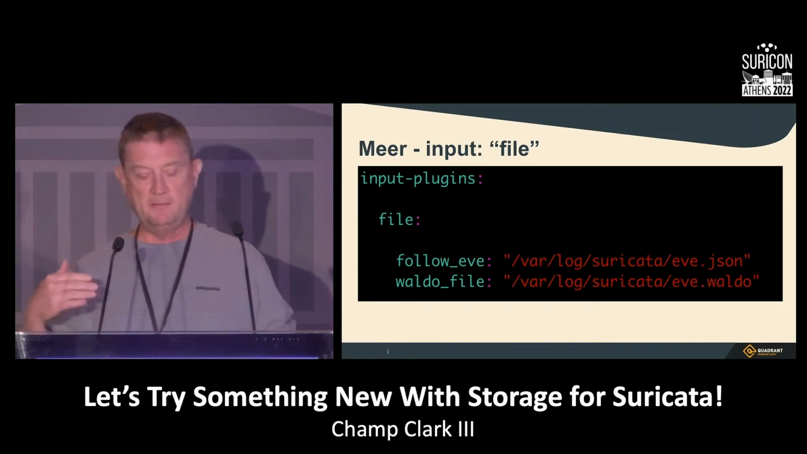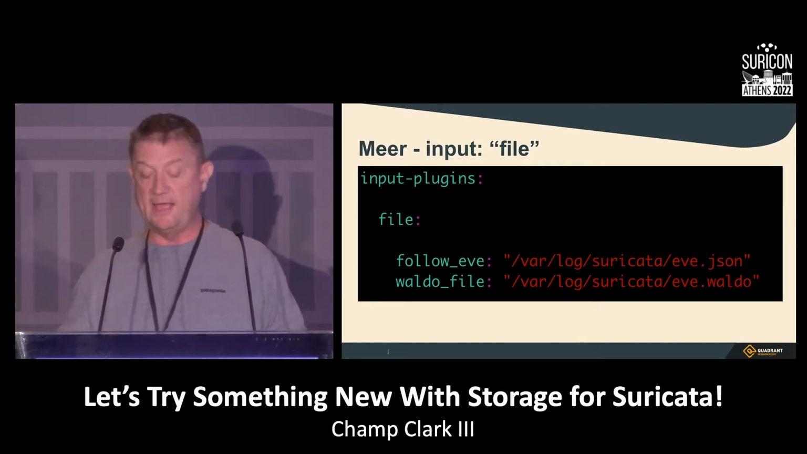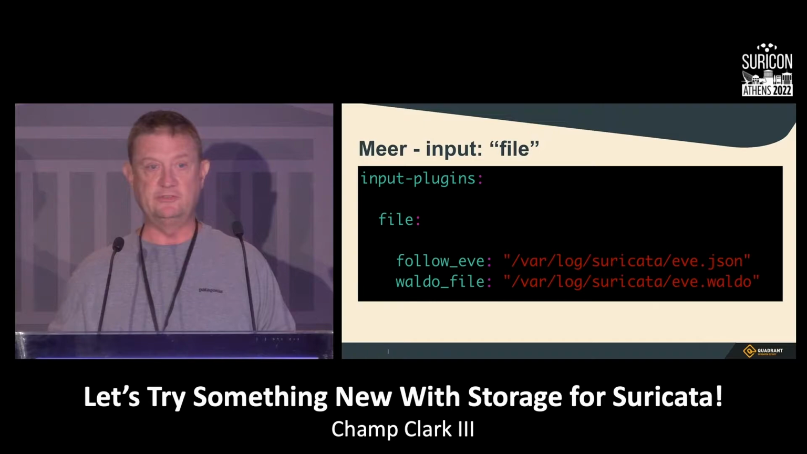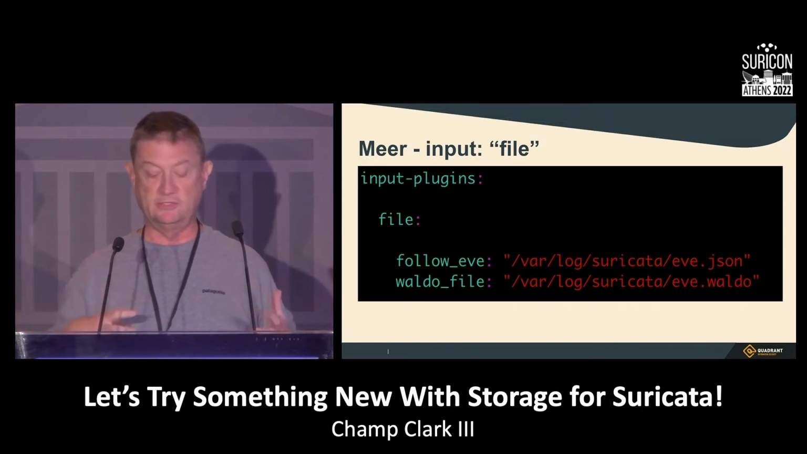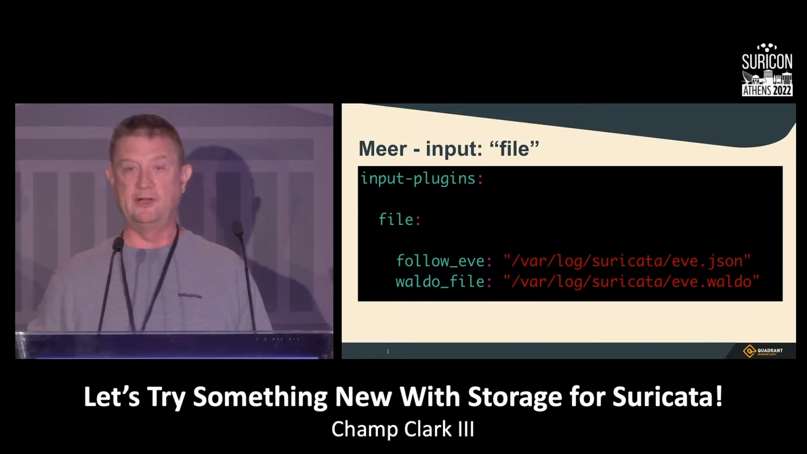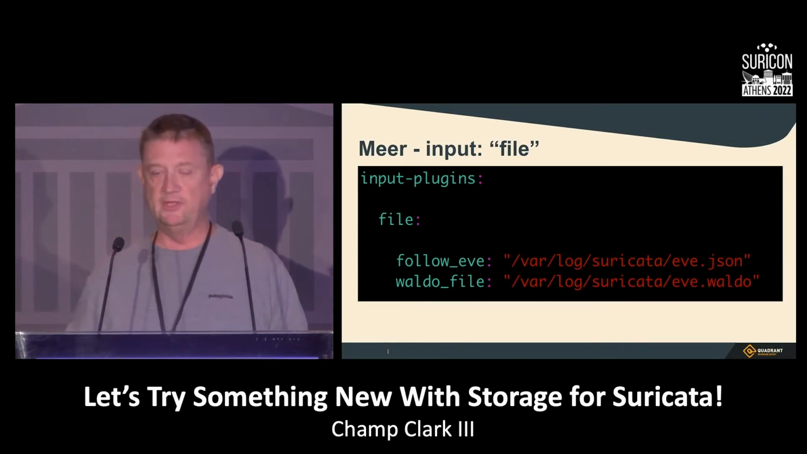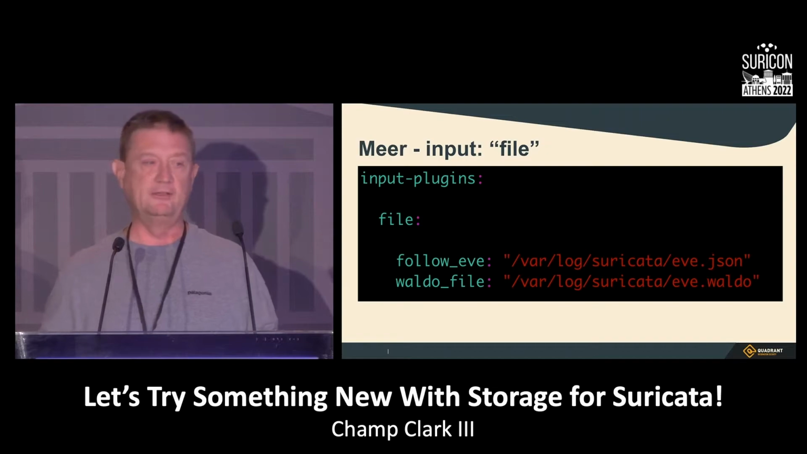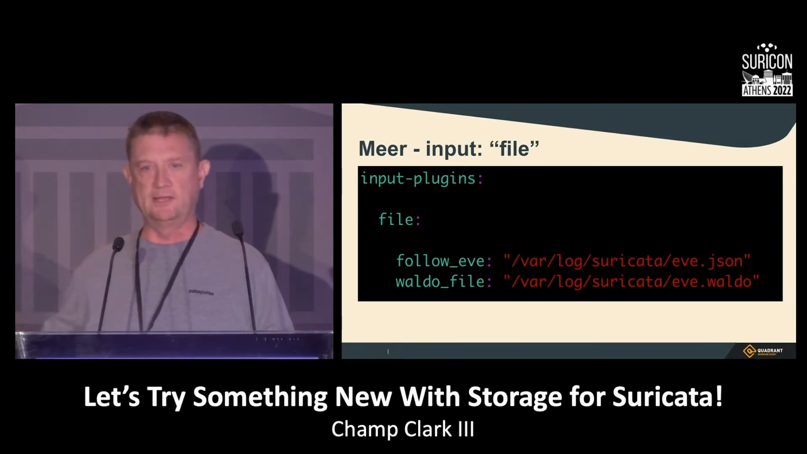So in Mir, basically we say, I want to follow an Eve file, for instance. Let's say all my data from Suricata is going into the Eve file. You just tell it the Eve file that you want, and then you create this thing called a Waldo file, which is kind of a leftover from the old Barnyard days. What the Waldo file does is keep track of where it is in the Eve, so that if you restart Mir, it knows where to pick up where it left off.